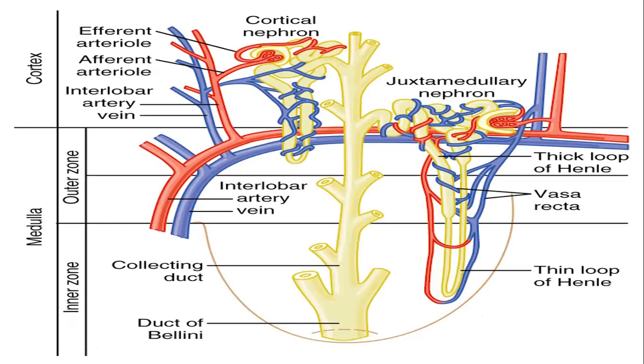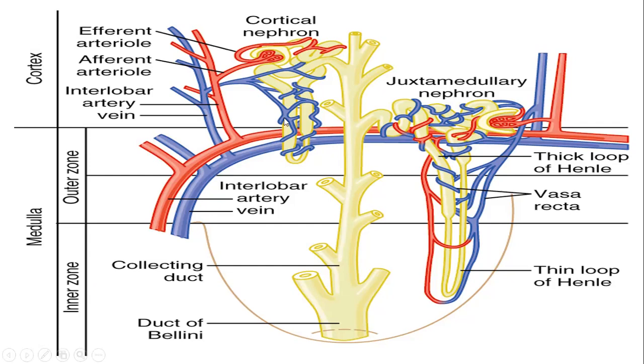So these are still talking about the same two different types of nephrons, but this image is more refined and a bit more detailed for you to appreciate. If you look on the far left, you're going to see the cortex, and you're going to see the medulla. Now there's the outer zone and the inner zone of the medulla.